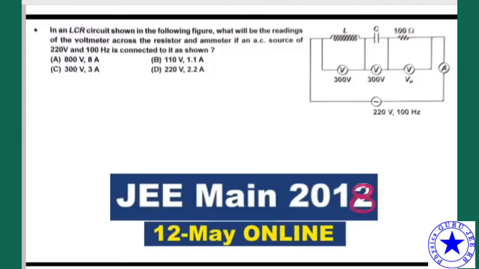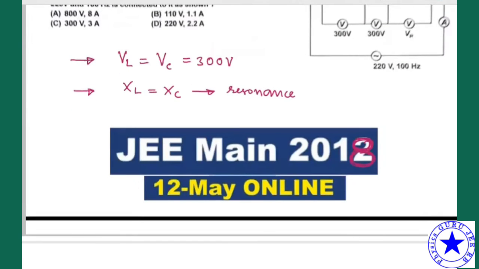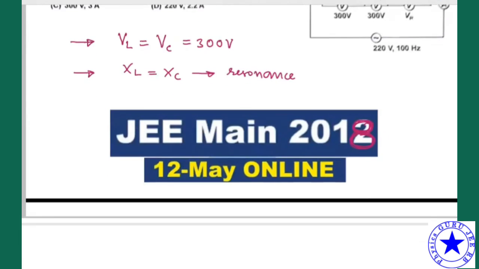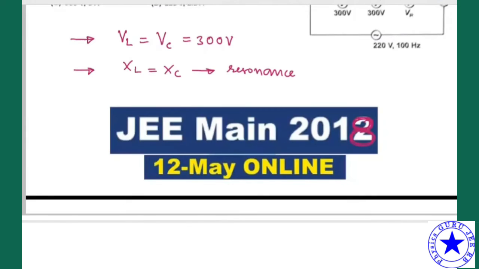So we can see from the diagram one thing we can observe: the voltage across the inductor is equal to the voltage across the capacitor, which is 300 volts. That is the first observation. This happens only at resonance frequency, because XL is equal to XC. This is the condition for resonance. And the circuit is purely resistive when XL is equal to XC.